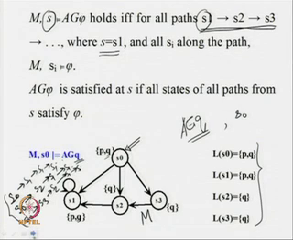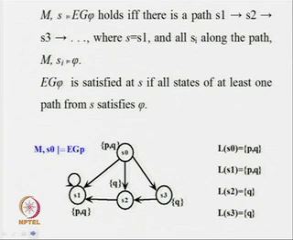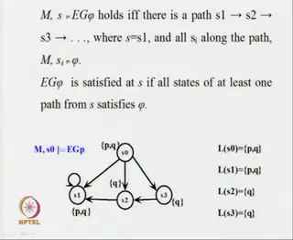So, the next formula that we are going to get is EG phi. It is again the global operator, but we have the path quantifier E. That means, we are concerned about any path, we are not going to look at all the paths. So, that is why we say that in model M, state S models EG phi. That means, we say that EG phi holds if there is a path, going from state S1 to S2, S2 to S3 like that, where S equal to S1.